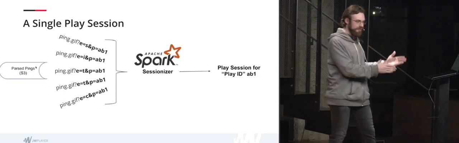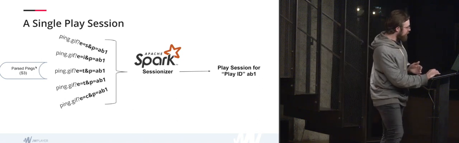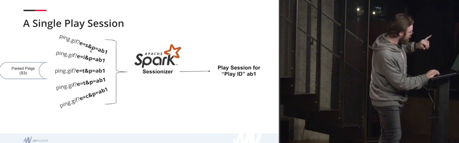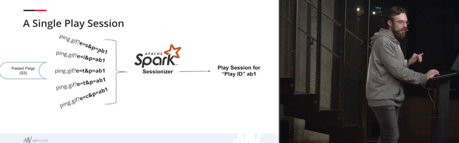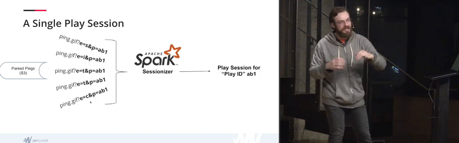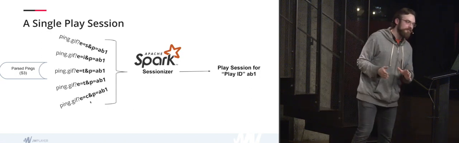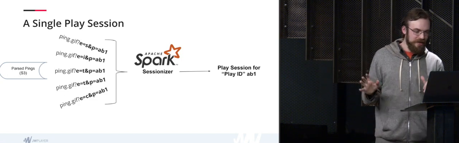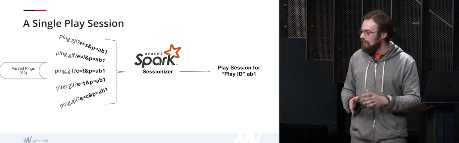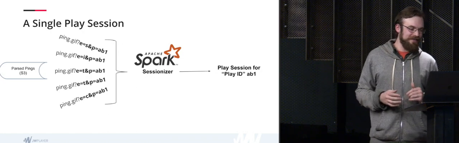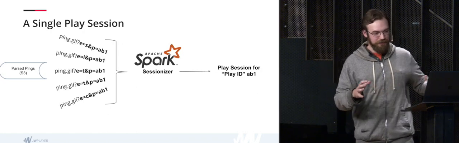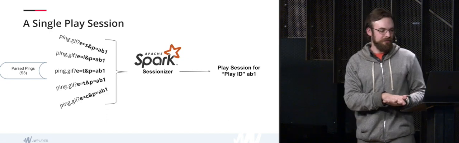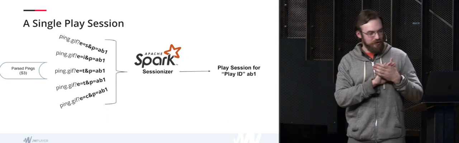Now we have parsed pings on the left-hand side. And notice here I've drawn a few pings, and they all have this P parameter, which is AB1. So imagine we've got all these pings coming in that are from the same play ID. So we have this play ID AB1. Some viewer has come and watched some piece of media, and we're interested in compressing that data down into a single unit. And the way we do that is we compute what's called play sessions.